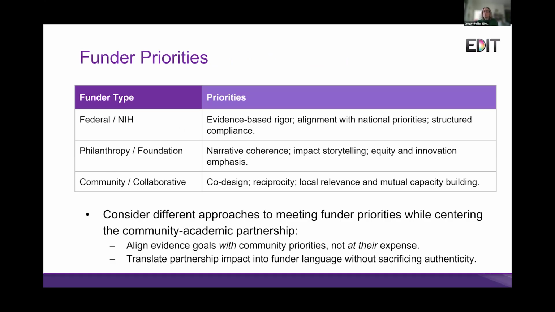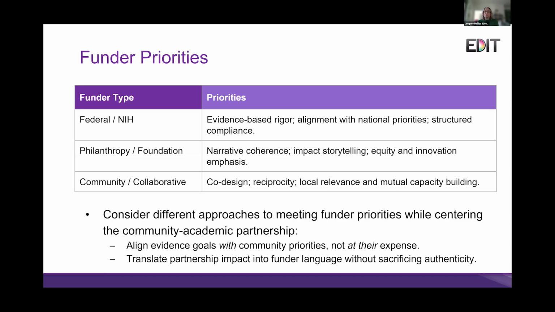So these are some priorities for different funders. NIH or federal funders really look for rigor, alignment with national priorities, and structured compliance. Anyone who's written an NIH grant knows how focused they are on page limits and fonts and spacing and everything. That is typical of federal funding.